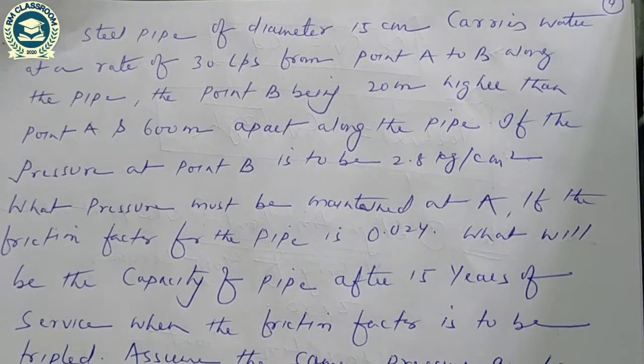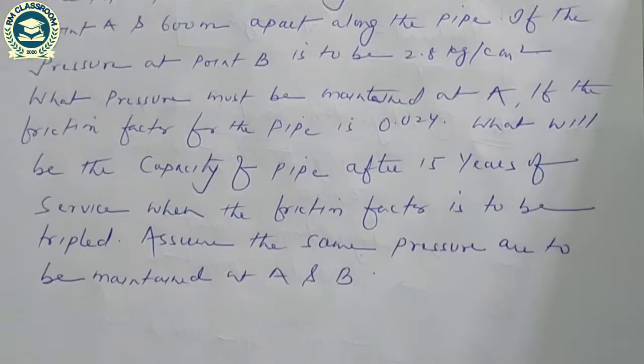This is the problem I have taken. A steel pipe of diameter 50 cm carries water at a rate of 30 liters per second from a point A to B along the pipe. The point B is 20 meters higher than point A and 600 meters apart along the pipe. If the pressure at point B is to be 2.8 kg per centimeter square, what pressure must be maintained at A if the friction factor for the pipe is 0.024? In the next question, what will be the capacity of the pipe after 15 years of service when the friction factor is to be tripled?